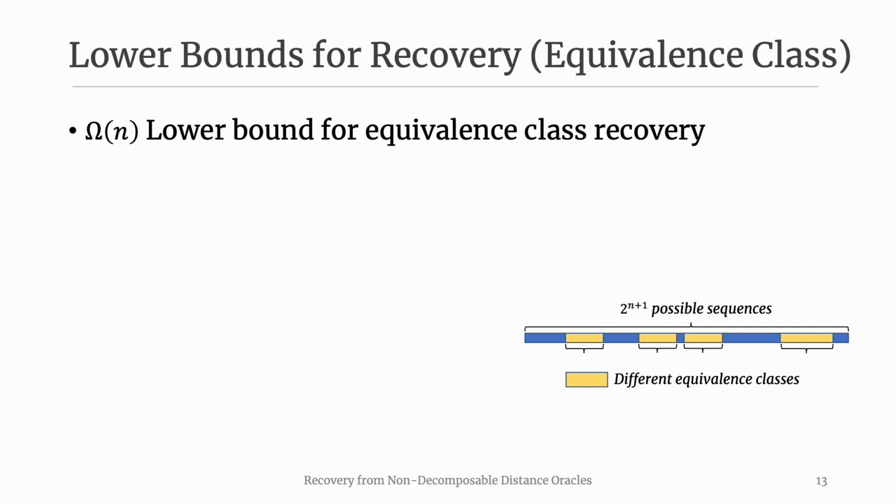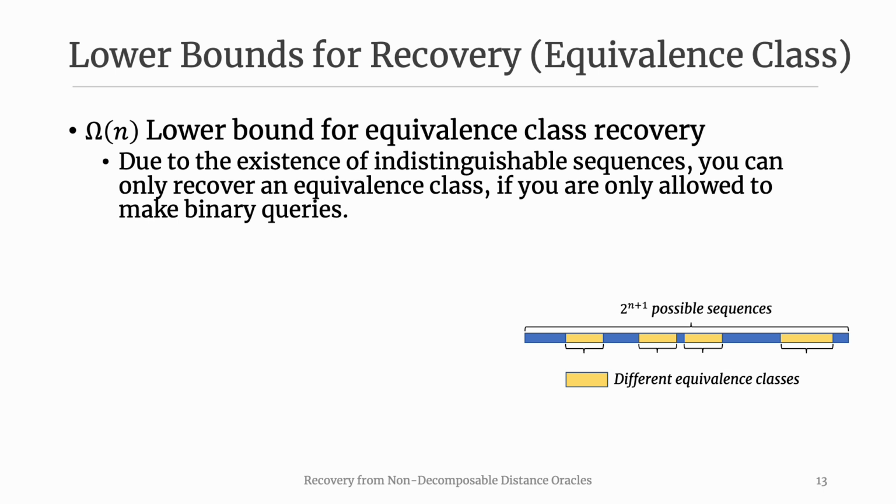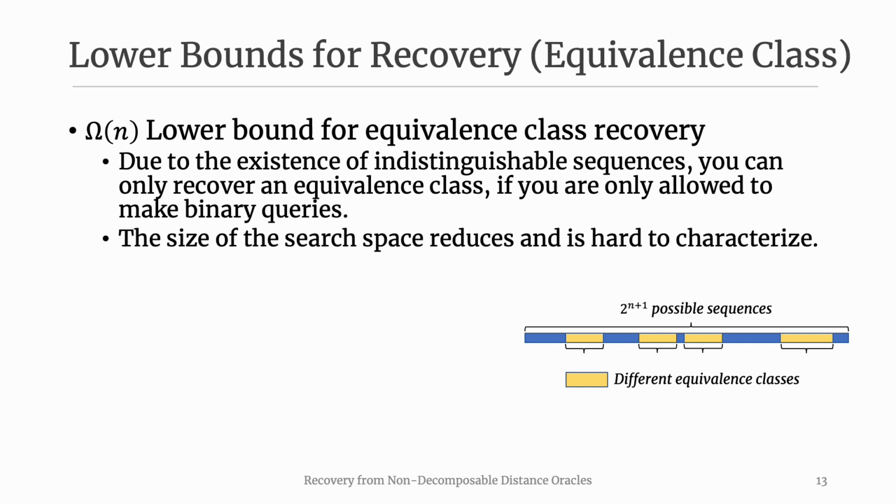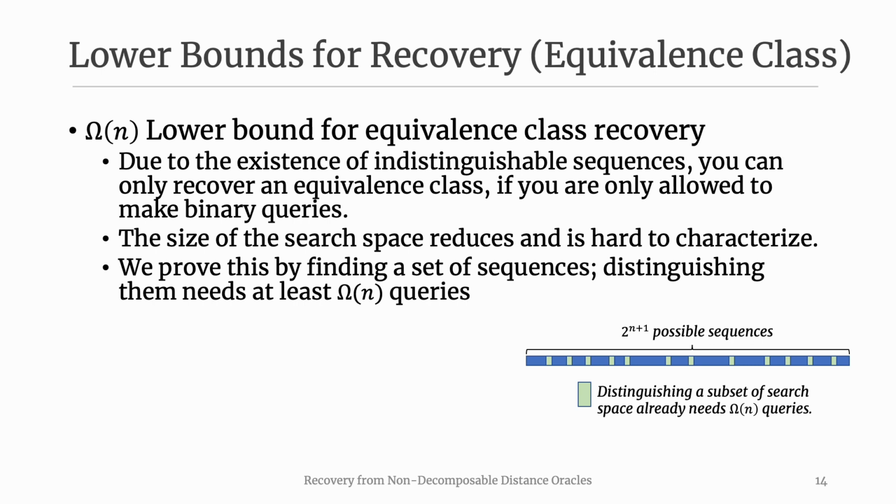For equivalence class recovery, the lower bound is exactly omega n, but the information theoretical proof does not apply here. This is because of the existence of indistinguishable sequences. As shown in this illustrative figure, the input space has been split into blocks of indistinguishable sequences. The size of the search space is no longer 2 to the n plus 1. What's more, the size of the reduced search space is very hard to characterize. So we have to find another way to prove this lower bound.